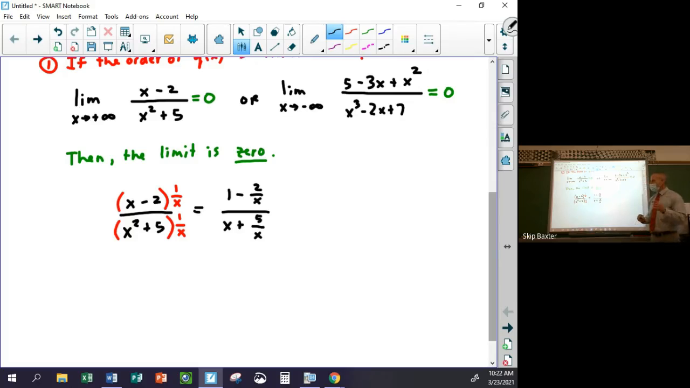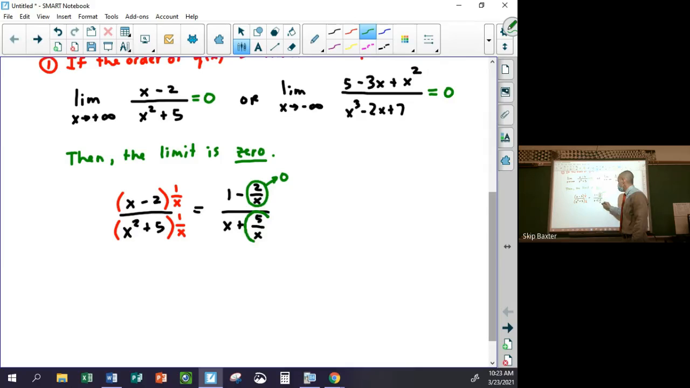Now, if x is getting bigger and bigger, and that's what's happening because I'm taking the limit as x goes to infinity, it should make sense that this is definitely going towards 0. You have a fraction where the bottom keeps getting bigger, but the top stays 2. So that fraction is going to be like 2/10ths, 2/100ths, 2/1000ths, 2/10,000ths, 2/1,000,000ths. It keeps getting smaller and smaller.